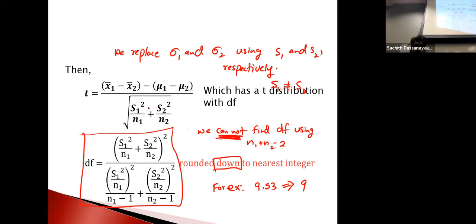You replace sigma or SP with S1 and S2, and the degrees of freedom is something else, not N1 plus N2 minus 2. It is different, so please don't forget this one. You cannot use this formula for this specific problem, which means if you don't know sigma 1 and sigma 2, and they are not equal.